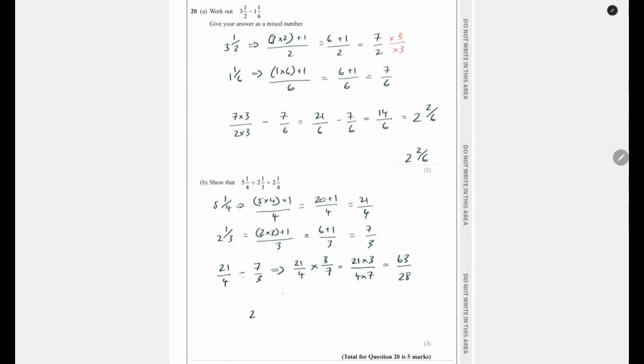And what's the remainder? Well, it's 63 minus the 2 times 28 that goes in. So it's 63 minus 56, which is equal to 7. So it's 2 and 7 over 28. And we can simplify 7 over 28 by dividing both top and bottom by 4. And that gives us 2 1/4. So we've shown that these two fractions divided by each other do equal 2 1/4.